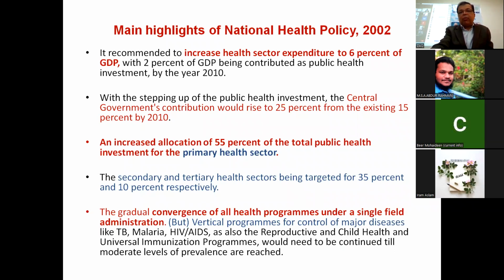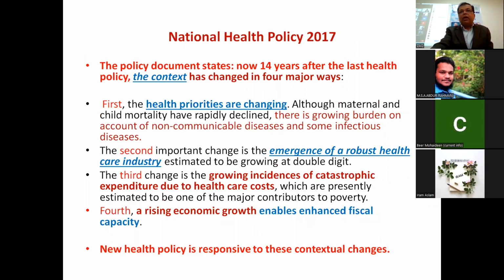Then this policy also talked about basically inclusion of the vertical disease control programs within the framework of the national health system, right? Then we come to the contemporary policy, that is the 2017 National Health Policy. Now, again, there is a background related to this. In 2015, we have the SDGs, that is the Sustainable Development Goals. And the Sustainable Development Goals basically talk about various new dimensions related to health. So this policy has tried to address some of the issues raised in the Sustainable Development Goal.